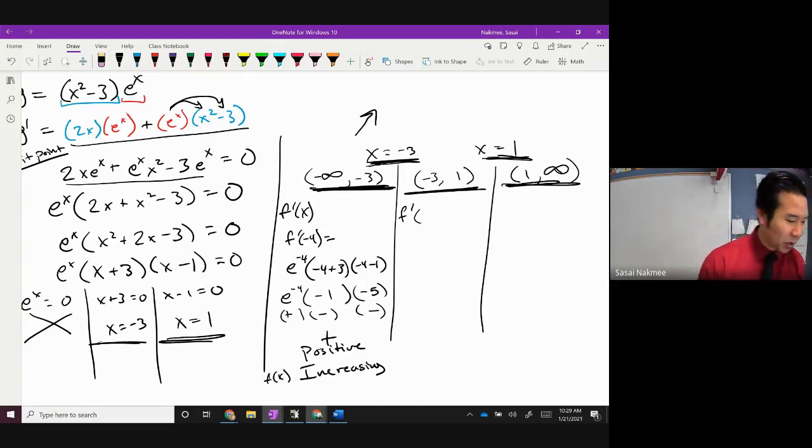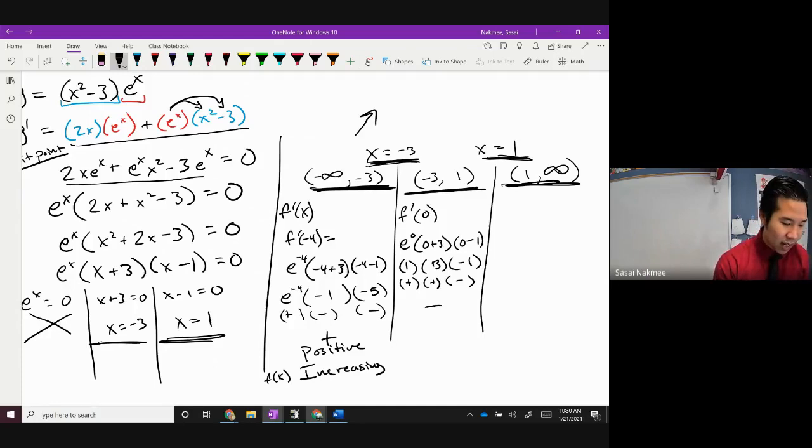What's my favorite number that's between that interval to test? You guys know? What's an easy number to test? 0. That's right. So I'm going to have here e to the 0 times 0 plus 3 times 0 minus 1. Right? So we test this out. E to the 0 is just a positive 1. 0 plus 3 is going to give me a positive 3. And 0 minus 1 is going to give me a negative 1. So I have a positive number multiplying with a positive number multiplying with a negative number. That's going to leave us with a negative sign, a negative number.